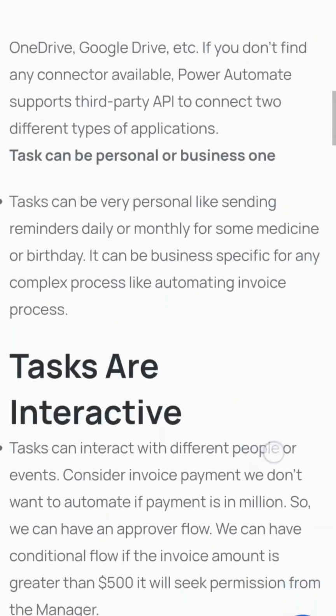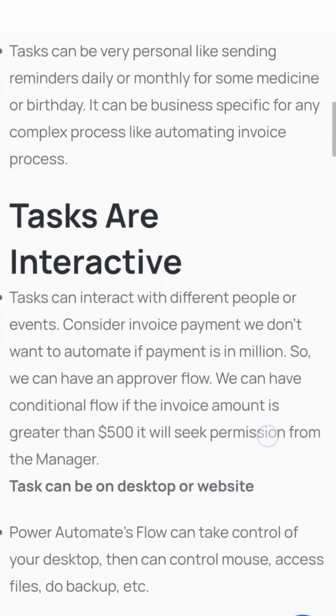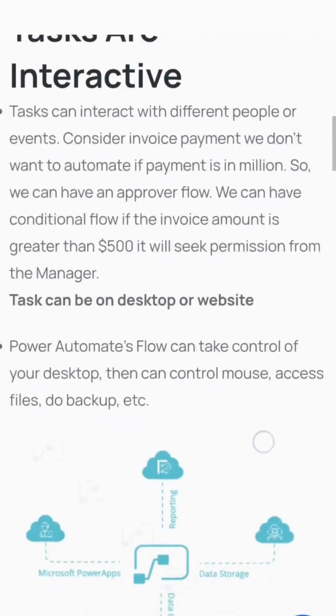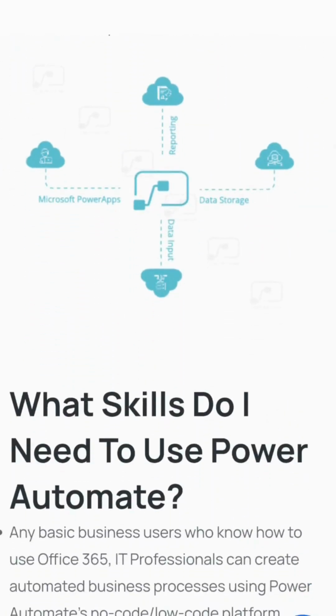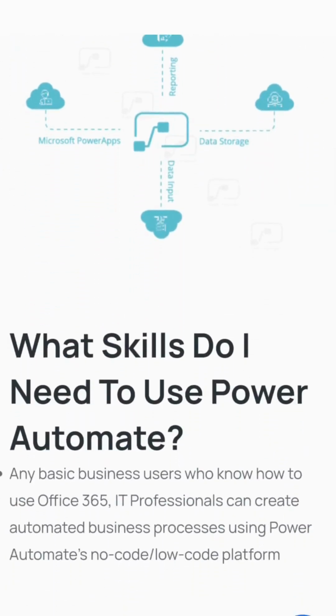There are many tools used to automate most tasks: Power Automate, Zapier, IFTTT, Kissflow, etc. Microsoft Power Automate is all about automation. In very simple words, it's a tool that allows you to automate any task or process. Tasks can interact with different people or events. Consider invoice payment.